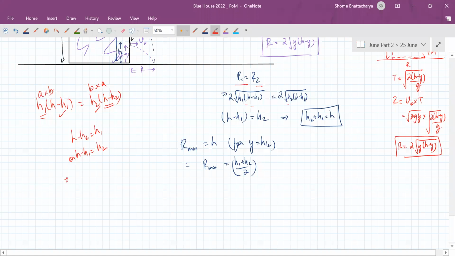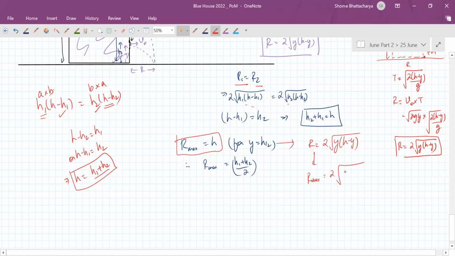So that's, yes sir, how we are getting that H is equal to H1 plus H2 by 2. I mean, H is equal to H1 plus H2. Yes, I got it. Now this we know as a separate thing, no? That maximum range will be equal to H. This we know from maximum minimum. That the general formula was 2 times square root of y into H minus y. So the maxima of this is 2 times square root of the maxima of this thing.